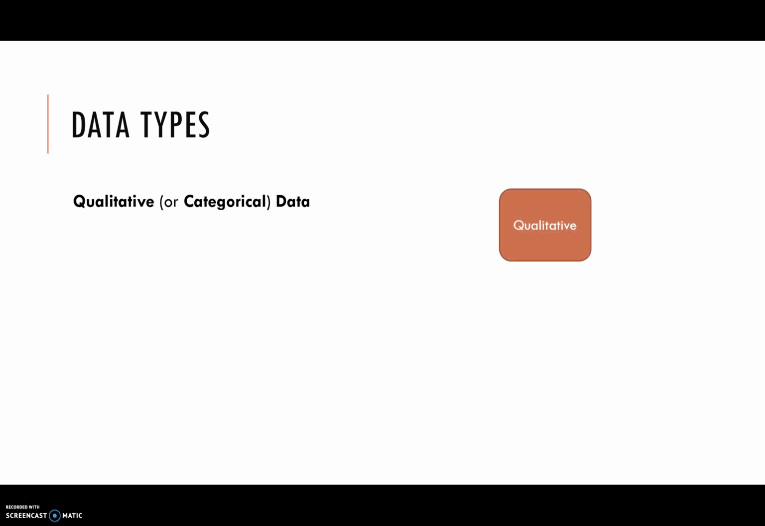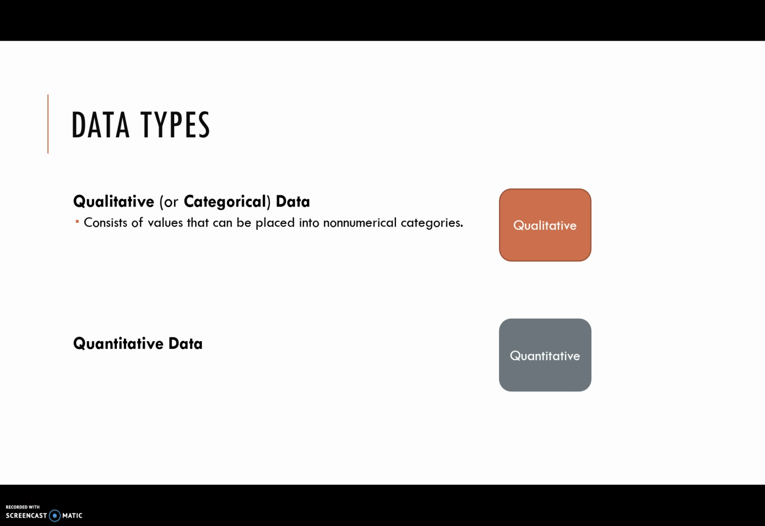You can have qualitative or categorical data, or quantitative data. So qualitative data consists of values that can be placed into non-numerical categories. They're commonly characteristics, whereas quantitative data consist of values representing counts or measurements.